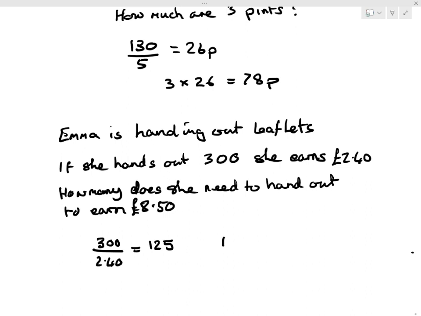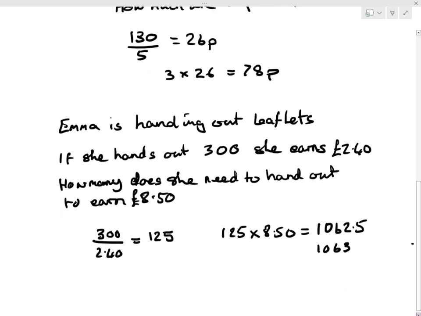Now, if you then do the 125 leaflets times £8.50, you'll get what? 125 times 8.5 is 1062.5. So we'll have to round that up to 1063. So that's how many she's got to hand out to earn £8.50. Direct proportion.